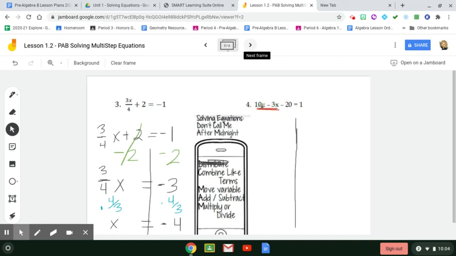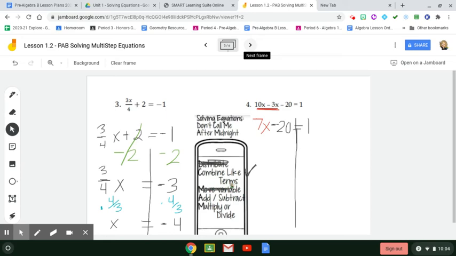So what's 10x minus 3x? That's going to give you 7x. And then the only thing I'm going to do is rewrite the rest of the problem. So minus 20 equals 1. Okay, so I actually did that step. I don't see a variable on the other side of the problem, so we don't have to worry about that one.